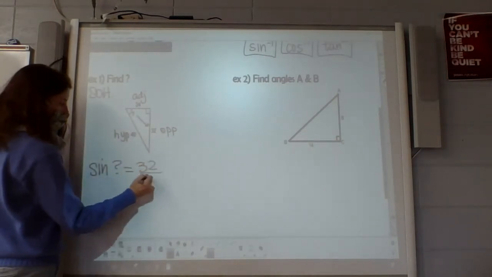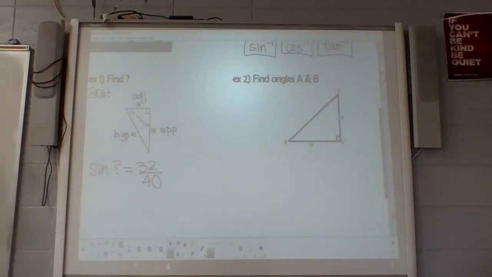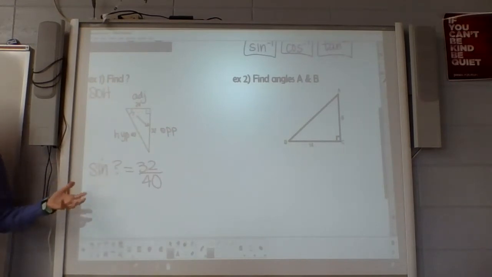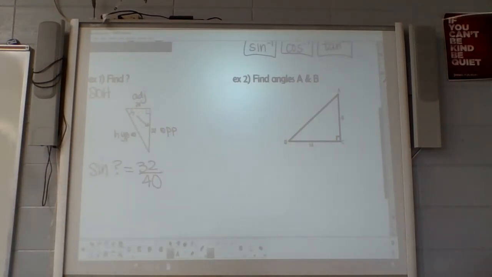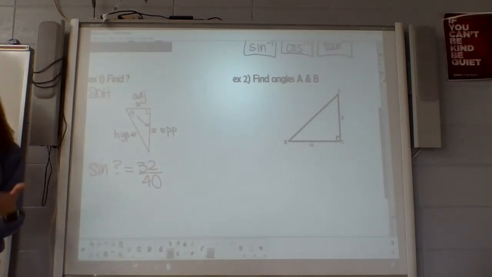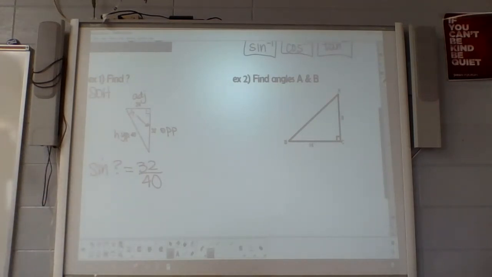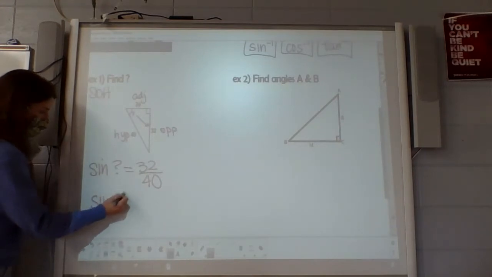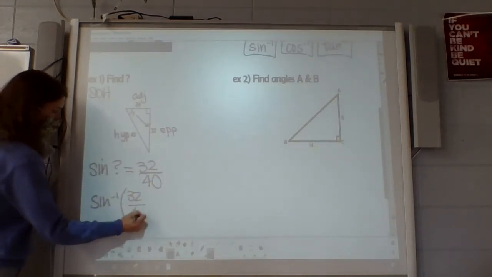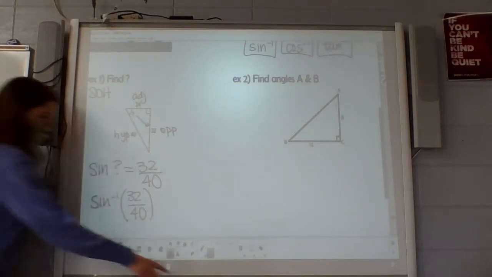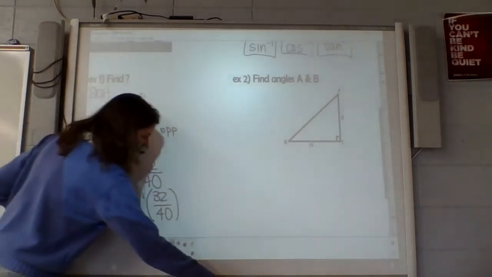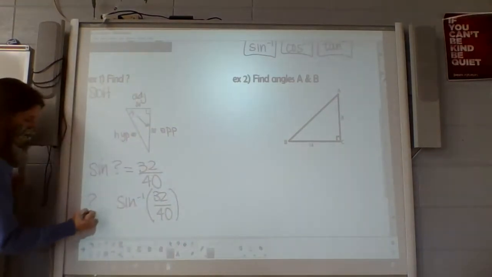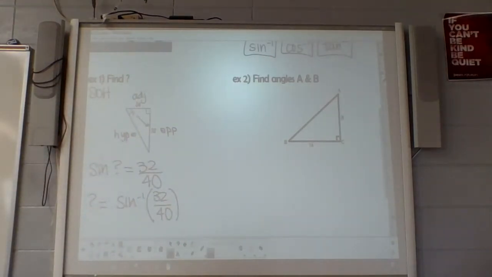32 over 40. Okay. So we know the right side of the equation. We don't know the unknown angle. I can't divide by the sine, but instead of dividing by the sine, which maybe you want to do, this is where we use the inverse sine. It undoes that sine, and it's going to give us the angle measure. So what we're going to do is take the inverse sine of 32 over 40. It's going to solve for our question mark. Maybe I should write that. So our question mark is going to equal the inverse sine of that ratio, 32 over 40.